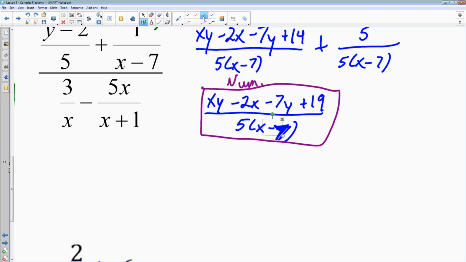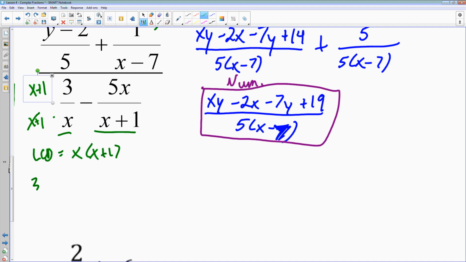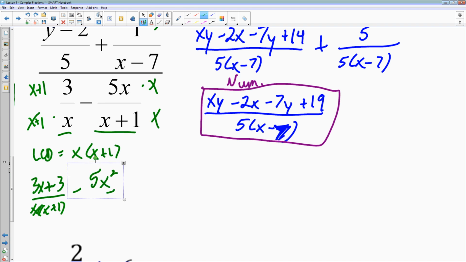So between these two, the LCD is actually going to be x times x plus 1. So my first fraction gets multiplied by x plus 1 over x plus 1, and that's going to get me 3x plus 3 over my LCD. All right. My second fraction just gets multiplied by x over x. So it's going to be minus 5x squared over my LCD.